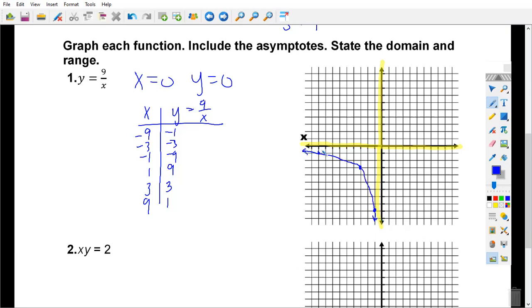Then I'm going to do it here. Go to 1, go all the way up to 9. Go to 3, go up to 3. And then go to 9, 3, 4, 5, 6, 7, 8, 9, and go to 1. Follow the curves.